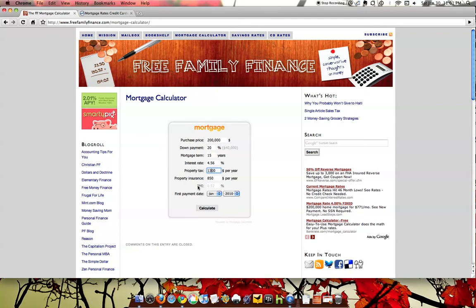The closer you can get on these two numbers, they're a little bit elusive, but the closer you can get, the better the rest of the figures that the calculator provides will be. So we want to put a little extra time into that and make sure we've got some good numbers there.